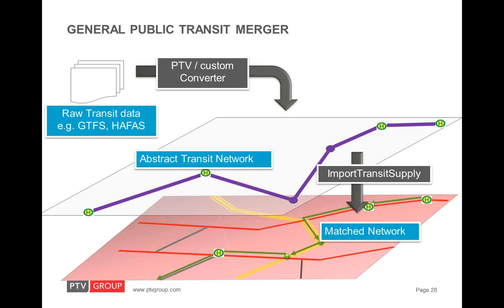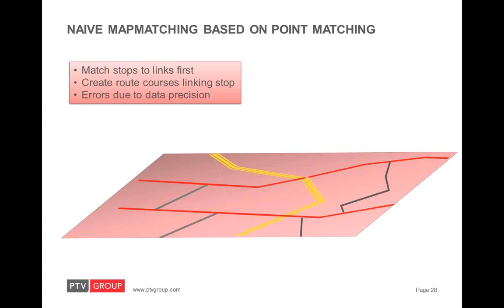So what we want to see is that the buses are really driving on the street network and that they are not driving on these abstract links as we have seen it before from the Google Transit feed import. For this, we have another add-in, which is called IMPORTTRANSITSUPPLY. And this, I would show you a bit how this add-in works.